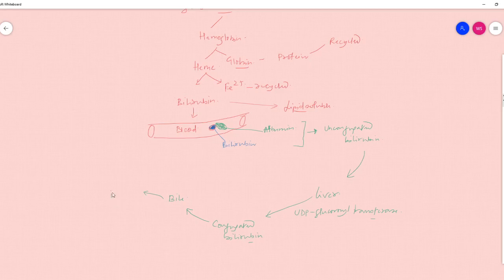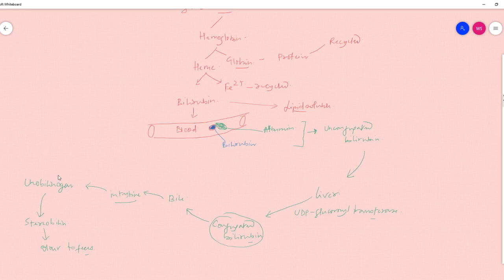It reaches the intestine, and the intestinal bacteria convert the conjugated bilirubin to urobilinogen. It is again degraded into stercobilin, and this gives the color to feces.